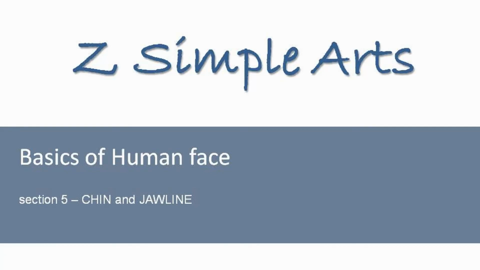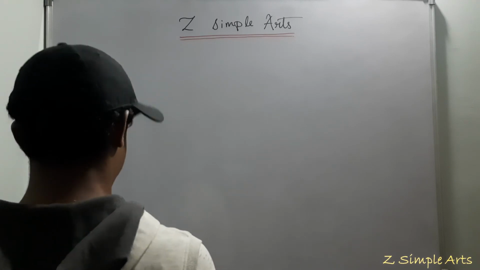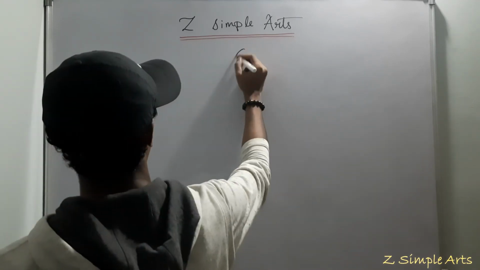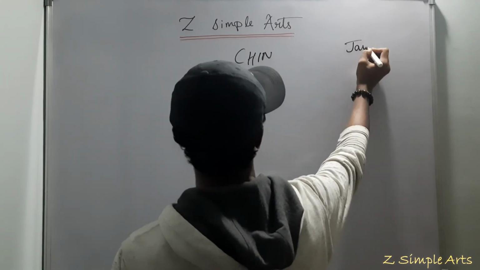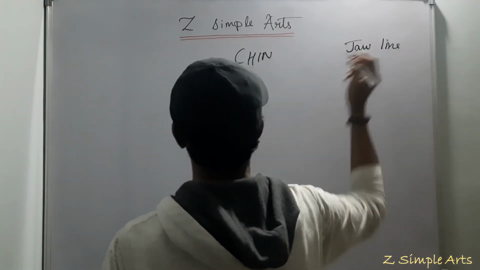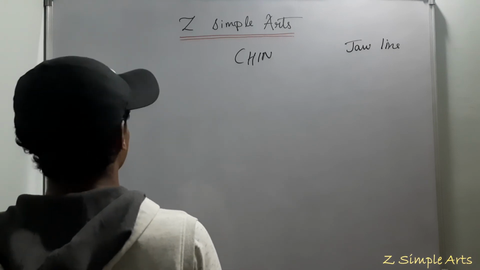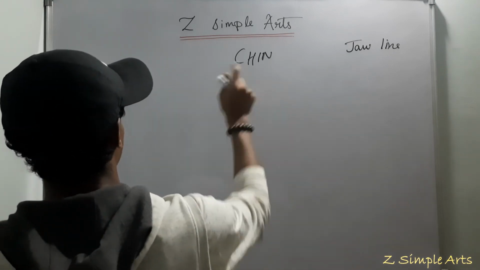Welcome to section 5 of Basics of Human Face. In today's class, let's learn about two things: chin and jawline. So, to begin with chin.